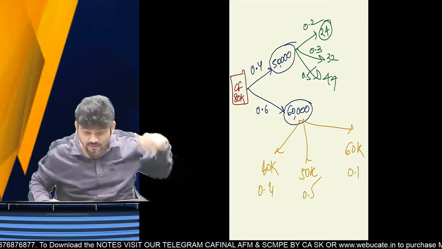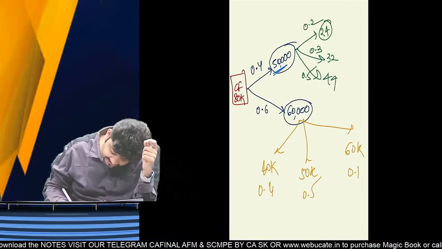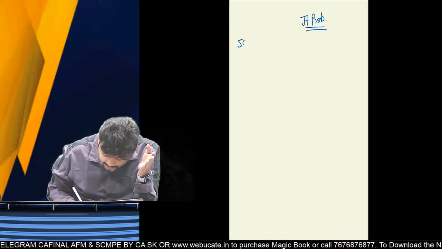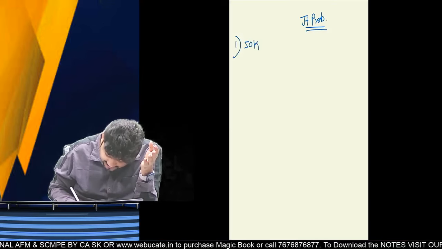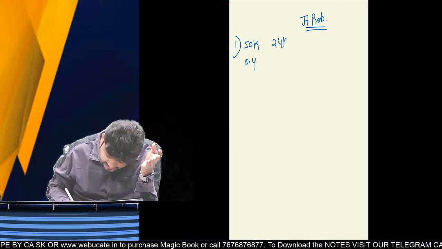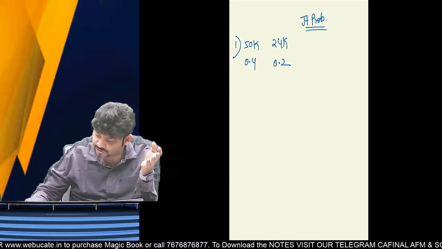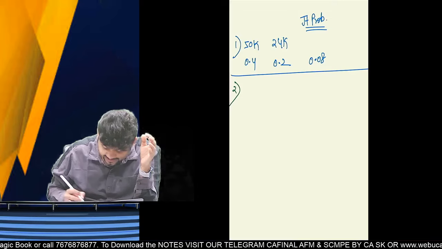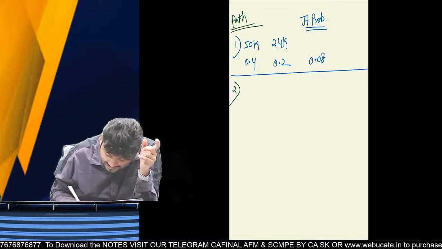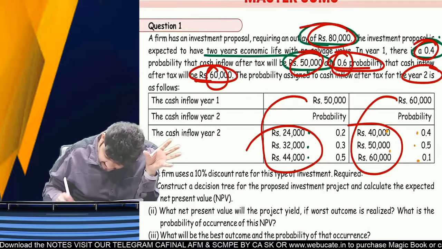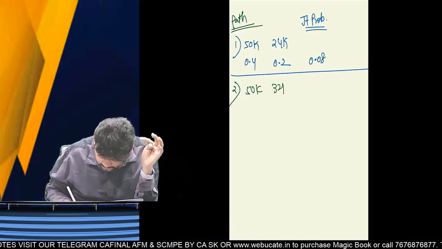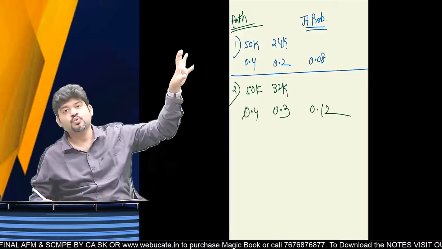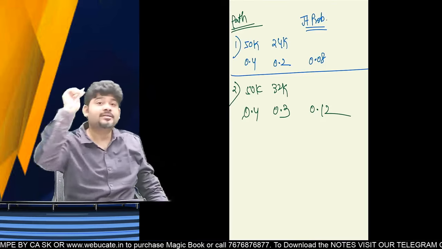This is your decision tree. Now see what is going to happen. What are the chances that 50,000 and then 24? So we will have to calculate something called a joint probability. How many joint probability paths are there? If you observe, first path is if it is 50,000, a probability of 0.4, then it will be 24,000, a probability of 0.2, a joint probability of 0.08. Then the second path: same 50,000, but this time it is going to be 32,000. So 0.4 and 0.3, the joint probability will be 0.12. This joint probability will be used in order to calculate the net present value.